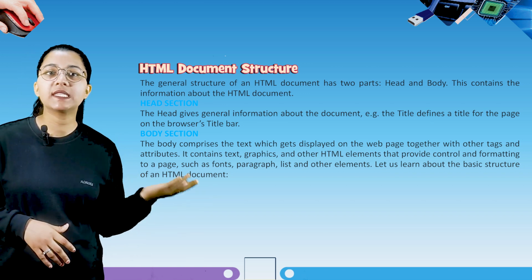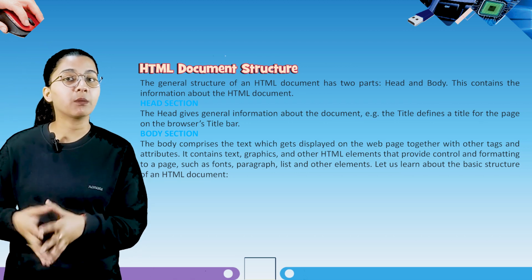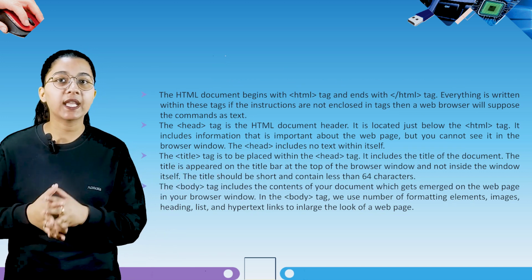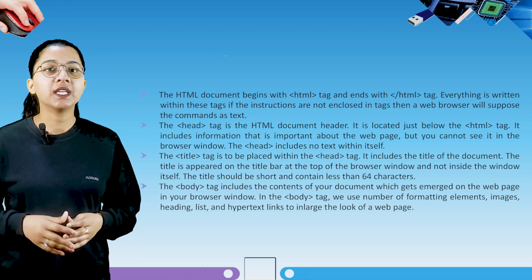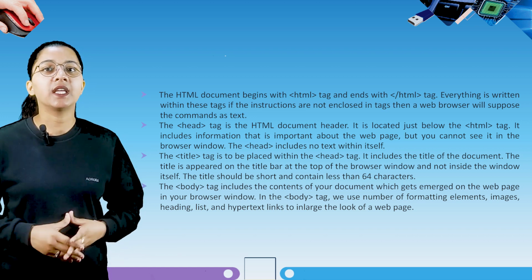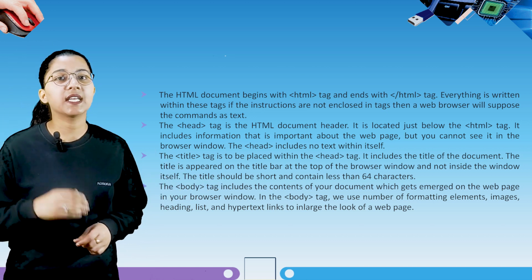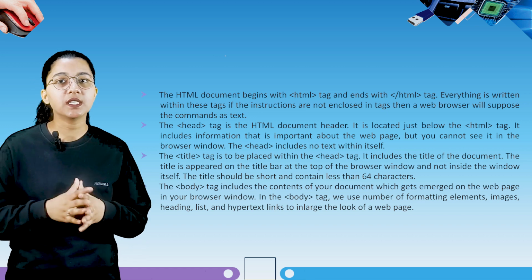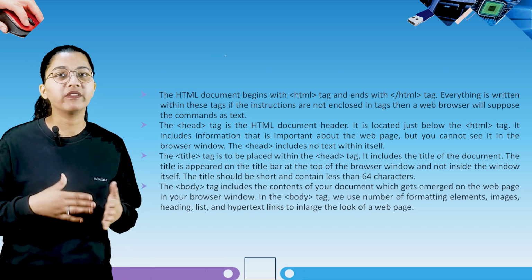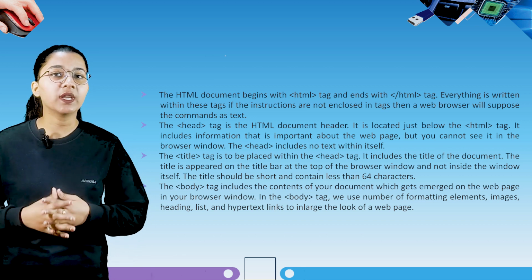Let us learn about the basic structure of an HTML document. So students, let us read some basic structure of HTML document. First is, the HTML documents begin with an HTML tag and end with an HTML tag. Everything is written within these tags. If the instructions are not enclosed in tags, then a web browser will suppose the command as text. Next, the head tag is the HTML document header. It is located just below the HTML tag. It includes information that is important about the web page, but you cannot see it in the browser window. The head includes no text within itself.